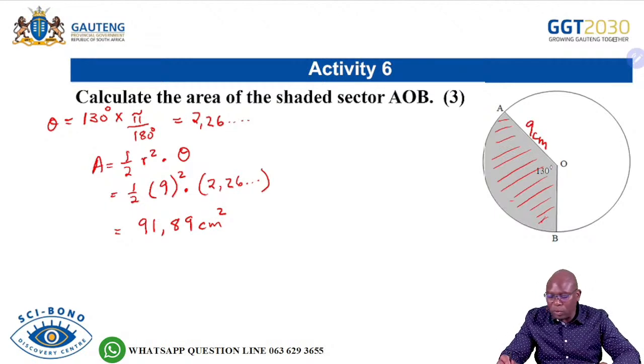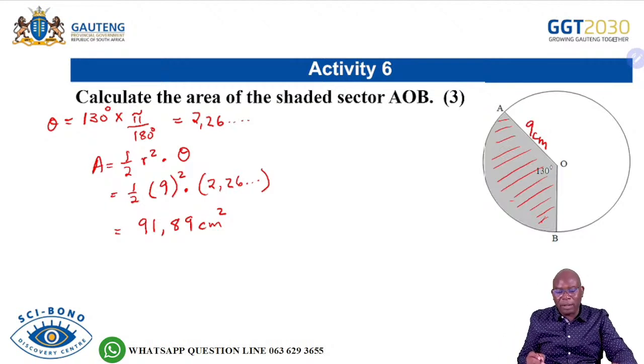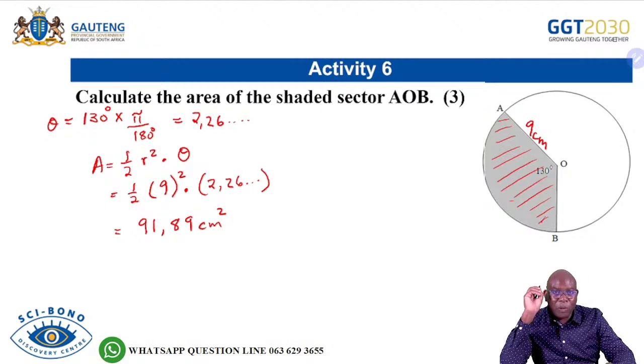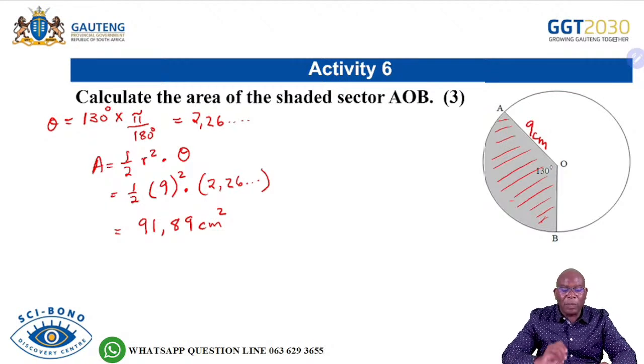So the area is half r squared multiplied by theta. The theta is in radians, so I already changed 130 to radians. Then square the 9, and from there multiply by half, and then my answer will be there. Remember, I round off at the end, which is 91.89. Very important: when we put the answer at the end, remember it's area, so it must be squared units. If it's centimeters, that will be square centimeters. If it's meters, it's square meters. That answer is in radians, so that's how we get that.